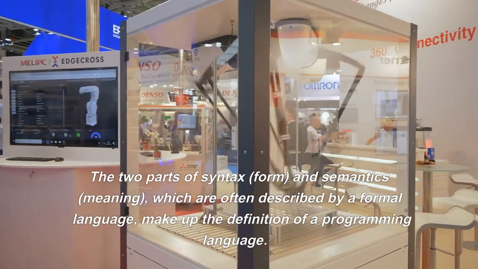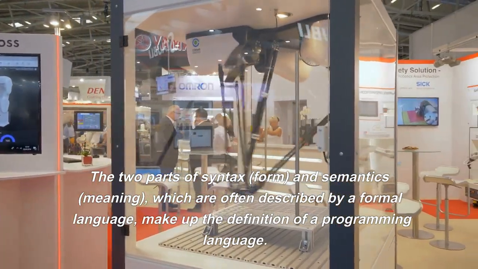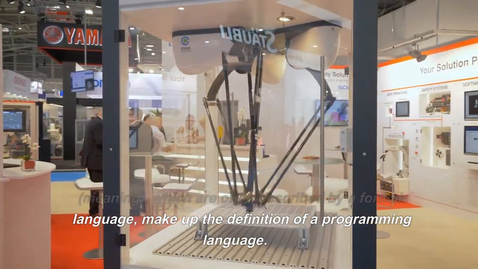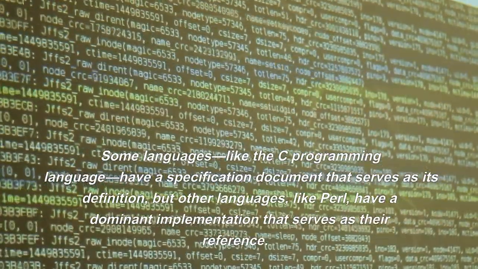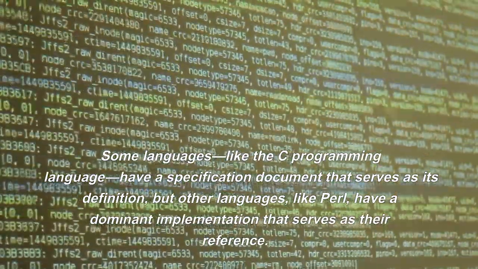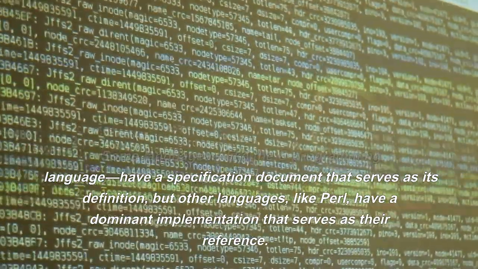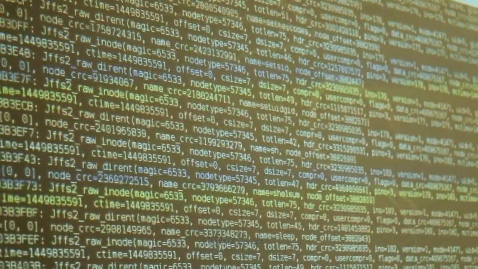The two parts of syntax (form) and semantics (meaning), which are often described by a formal language, make up the definition of a programming language. Some languages, like the C programming language, have a specification document that serves as their definition, but other languages, like Perl, have a dominant implementation that serves as their reference.